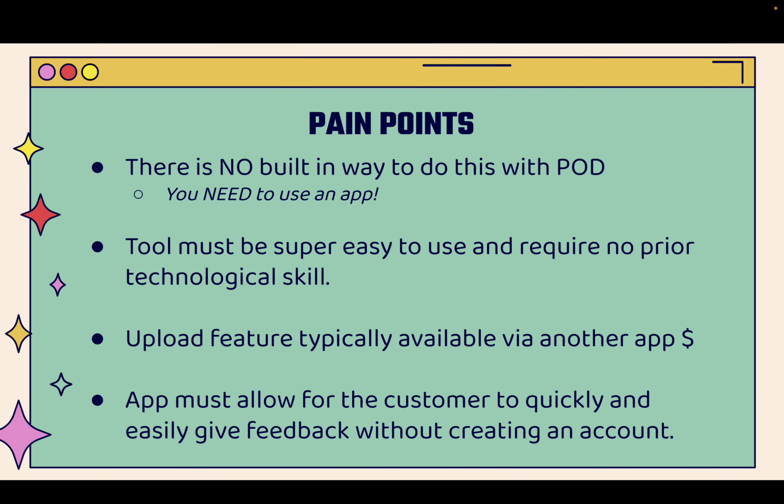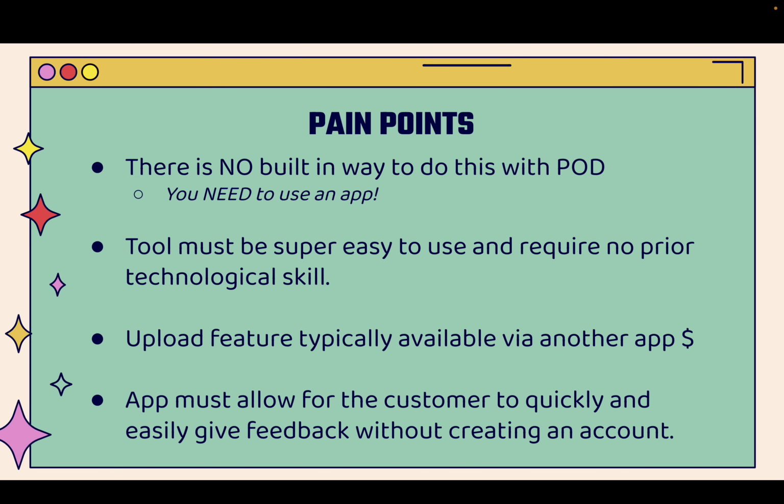And if you've been trying to get into this business, or if you're interested in getting into this business, you know that there's a bunch of pain points that you might run into. First of all, there's no built-in way to do this with print on demand. You need to use an app. That's why I'm going to show you this integration app that's going to allow for Approval Studio to really kind of work exactly with your brand. And the tool must be super easy to use, require no prior technological skill. I'll show you just how easy this is. You're going to be able to do it all inside of your Shopify admin.